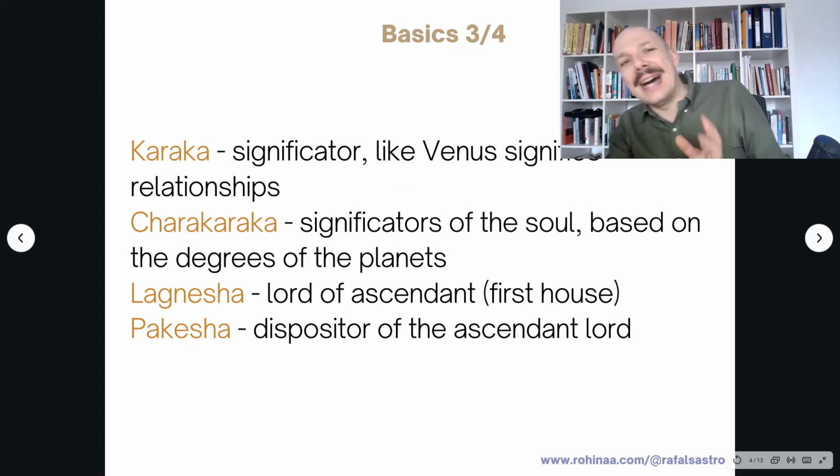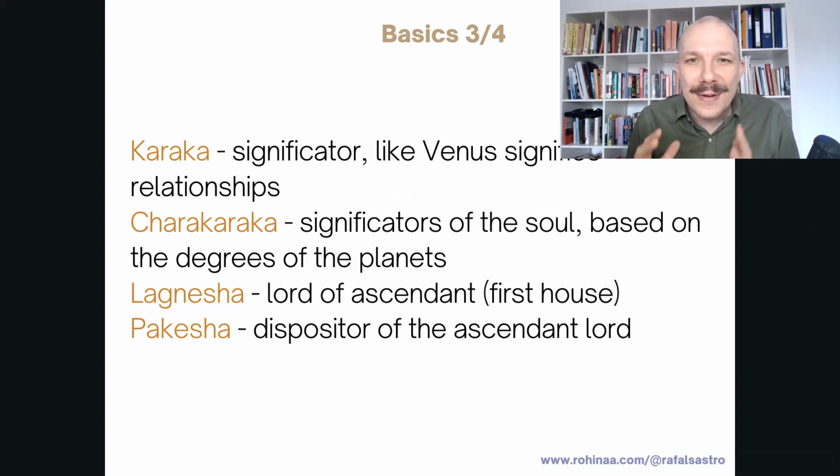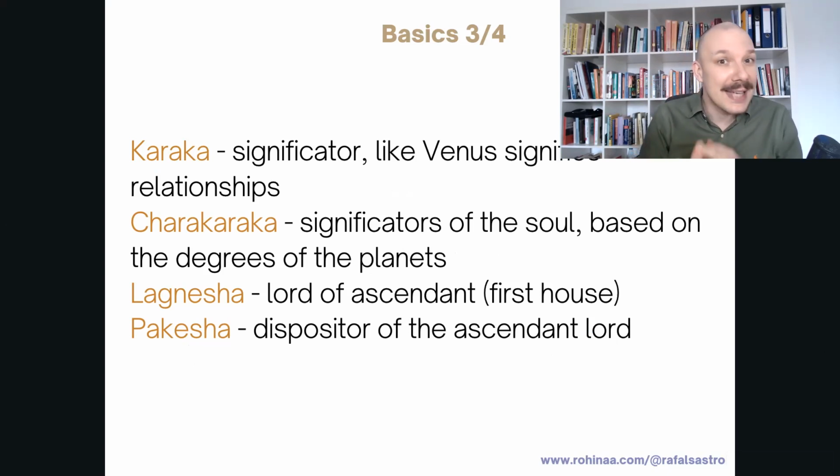Then we are also using the Karaka. This is a very broad, very rich term, we could say. There are many, many types of Karaka. There is Naisargika Karaka. So when we are talking about Karaka, mostly we are thinking about the Naisargika Karaka, which is like Venus for relationship, Jupiter for grandfather or guru, Sun for father, government, Moon for mother, and so on. So these are the basic significators, right?